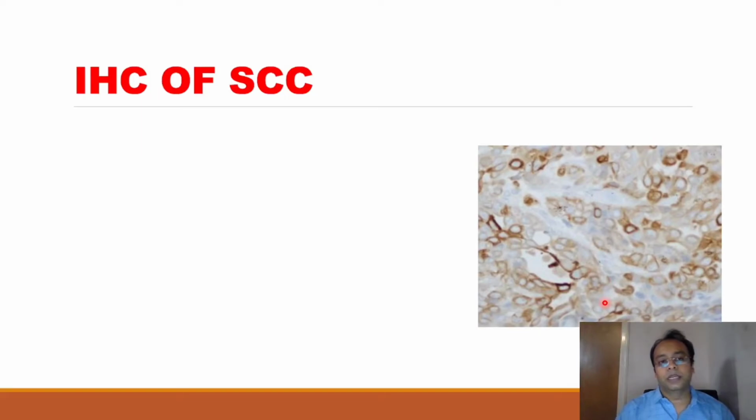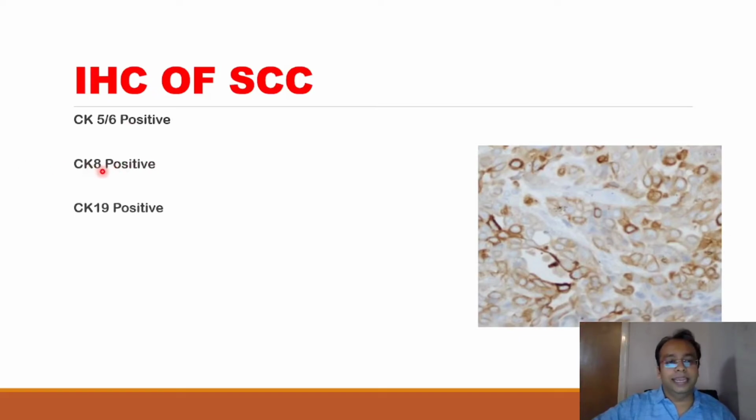All right. Now, what are the immunohistochemistry findings of SCC? IHC can confirm any morphological diagnosis. So, morphological diagnosis can be confirmed by IHC. In SCC, usually it is not needed, but you can do IHC for confirmation in case of doubt. So SCC will show CK5/6, cytokeratin 5 and 6 positivity. SCC is also positive for CK8 and CK19.